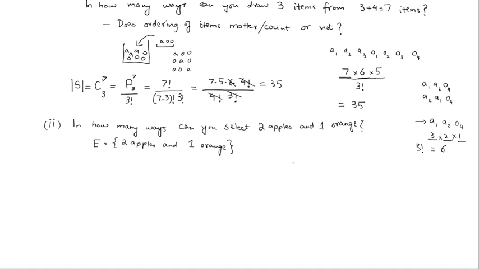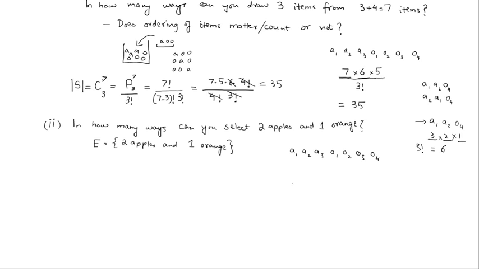Now let's first try and enumerate all the possibilities so that we can verify. Once we use a formula, we can verify if the answer was correct. So we had 7 fruits, A1, A2, A3, O1, O2, O3, O4, 4 oranges.